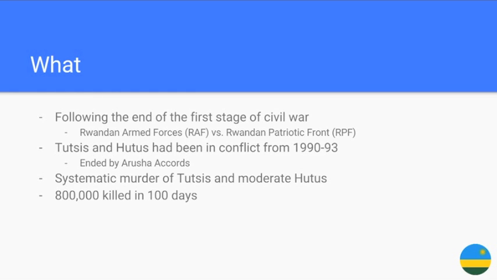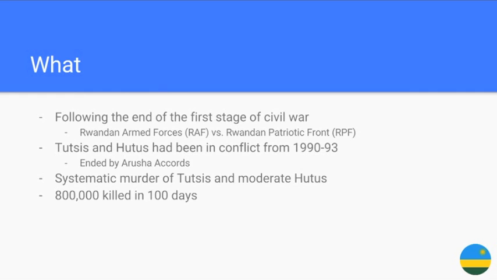It's important to note that Rwanda had been embroiled in a civil war since 1990 at this point, and it went from 1990 to 1993. This war was between the Rwandan Armed Forces, the RAF, versus the Rwandan Patriotic Front, the RPF. We can take this to mean that the RAF were the Hutus, generally, and the RPF were the Tutsis. And this was ended by the Arusha Accords in 93, which the UN did supervise.